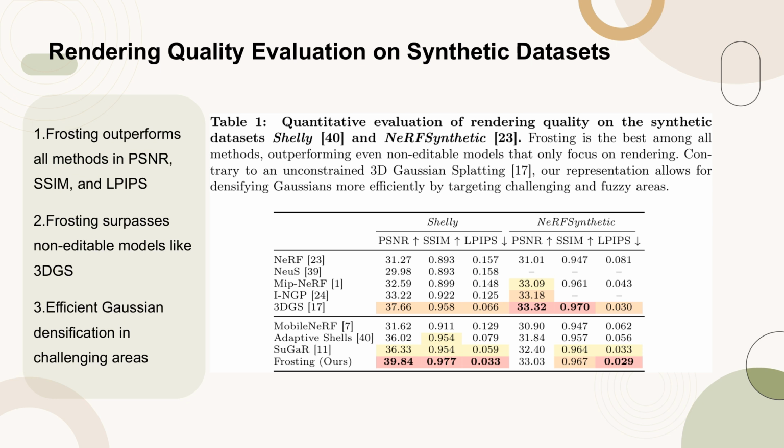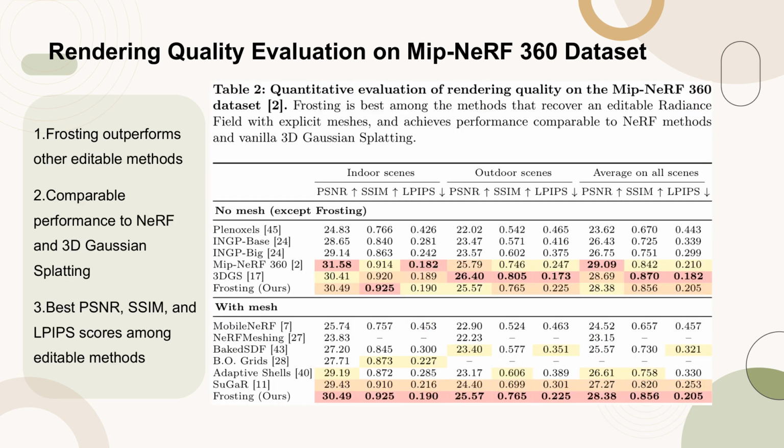Table 2 presents a quantitative evaluation of rendering quality on the Mip-NeRF 360 dataset, focusing on methods that recover an editable radiance field with explicit meshes. The table highlights that frosting achieves the best performance among all editable methods, demonstrating competitive results compared to NeRF methods and vanilla 3D Gaussian splatting. Key metrics such as PSNR, SSIM, and LPIPS are used to compare the performance of various methods, with frosting consistently showing superior results in these areas among editable methods.